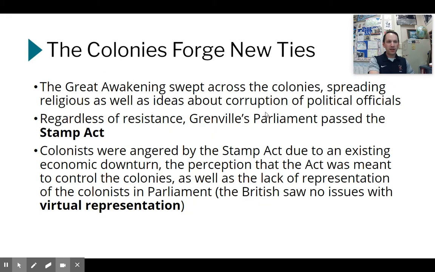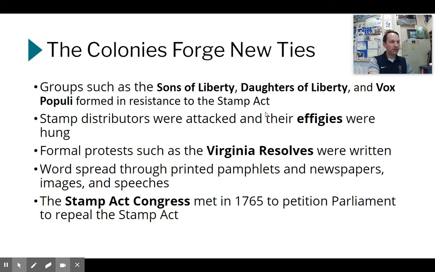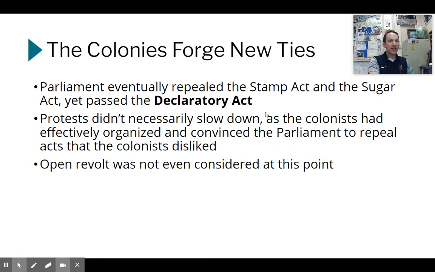Britain responds by saying, listen, you don't need to have people in Parliament because we virtually represent you. Your interests are our interests, and we're doing what's best for you. And that didn't fly with the colonies, obviously. The Stamp Act fails. The British passed the Declaratory Act, basically rescinding the Stamp Act, but declaring that they can pass any law against the colonists that they see fit.